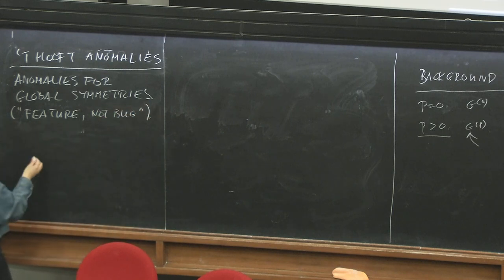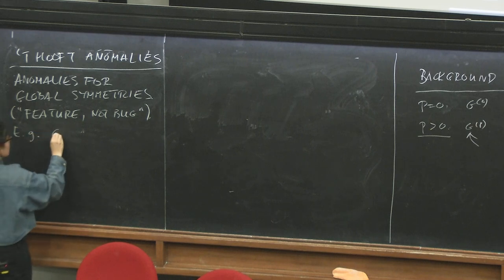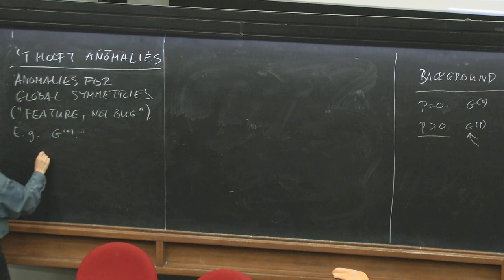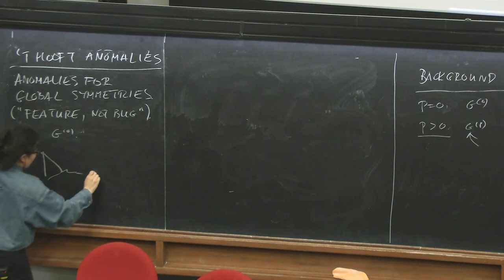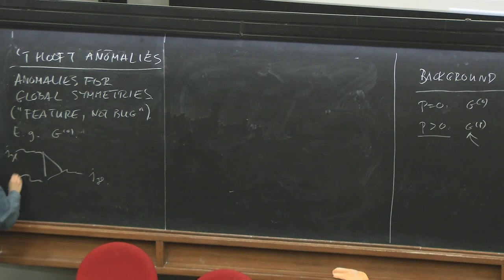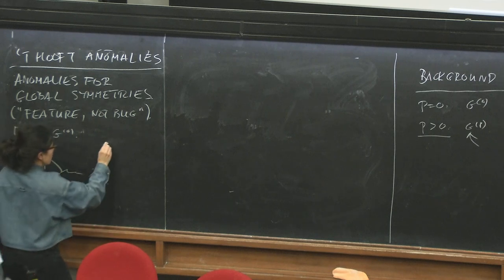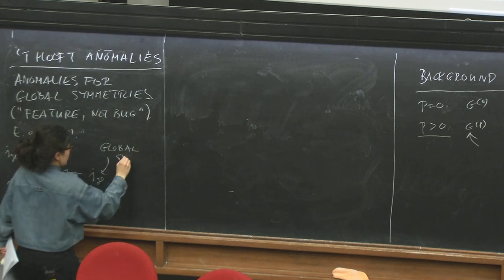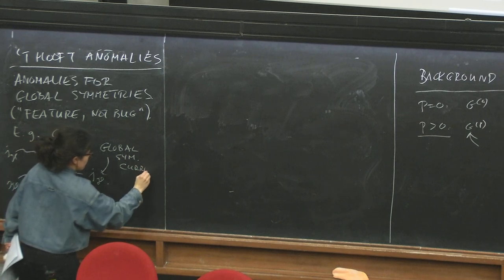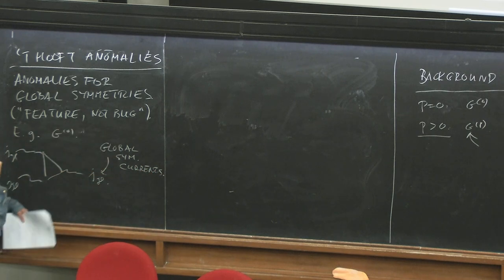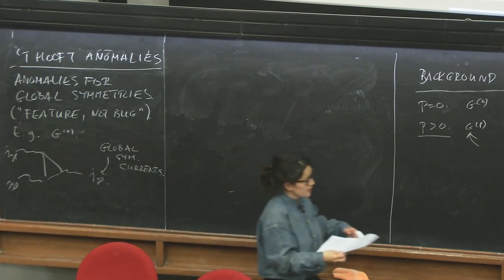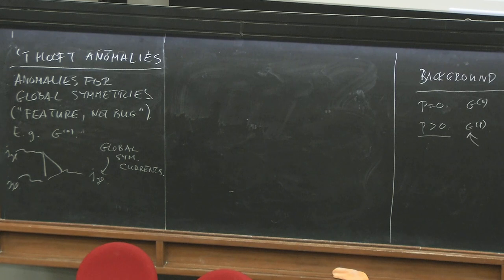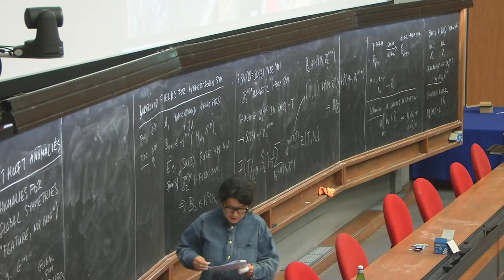Right, and so normally, for example, if you have some G0, 0-form symmetry, you would calculate them by some triangle diagram in quantum field theory, where these are all global symmetry currents. I want to take a slightly different perspective. I want to say a 't Hooft anomaly is essentially an inconsistency or a non-invariance of the theory under background gauge transformations of the background fields of a global symmetry. And then we can apply it in this case already directly.